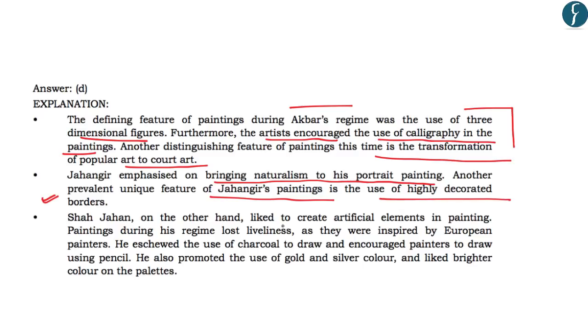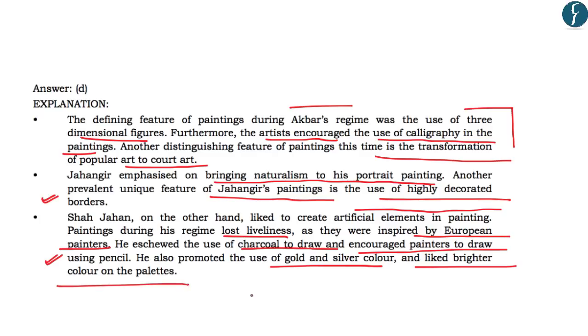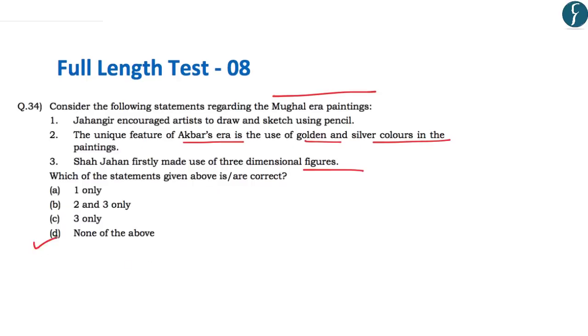Whereas Shah Jahan, on the other hand, liked to create artificial elements in painting. Paintings during his regime lost liveliness as they were inspired by European painters. Further, he eschewed the use of charcoal to draw and encouraged painters to draw using pencil. So it was Shah Jahan who encouraged painters to draw using pencil. He further promoted the use of gold and silver color and liked brighter color on the palettes. So in this, the correct answer was D, that is, none of the statements given was correct with respect to Mughal era painting.